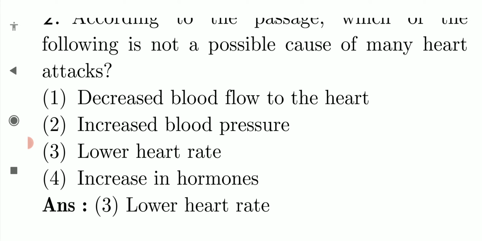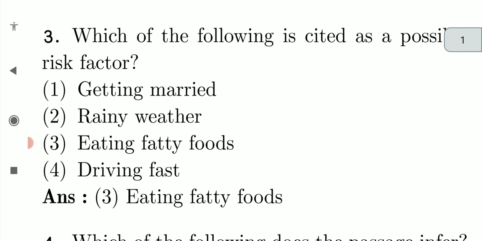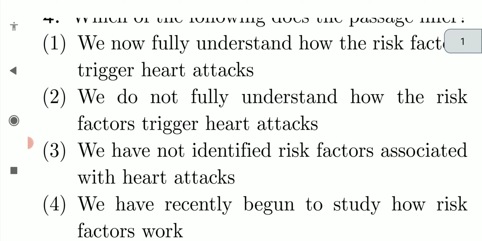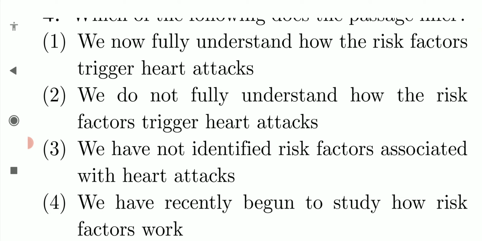Understood? Increase of hormones may cause a heart attack. Increased blood pressure can cause one, and decreased blood flow can cause a heart attack, but lower heart rate can never. Which of the following is cited as a possible risk factor? Eating fatty foods. Which of the following does the passage infer? We now fully understand how the risk factors trigger heart attacks. We do not fully understand how the risk factor triggers heart attack.